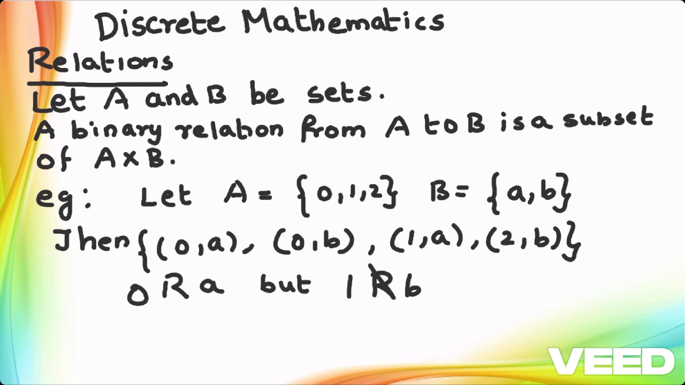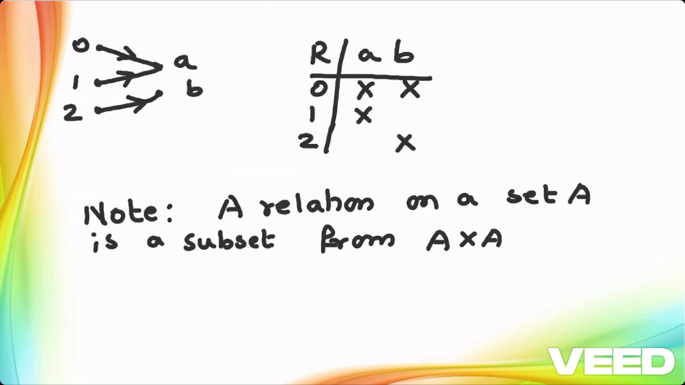We can represent the relation as a diagram. Here 0, 1, 2, a, b. 0 is related to a, 1 is related to a, 2 is related to b. I have represented that using an arrow diagram. Similarly, we can represent them in a matrix form also. If you have a relation, I have put a cross mark. If you don't have a relation, I have left the space empty. Note that a relation on a set A is a subset of A cross A.